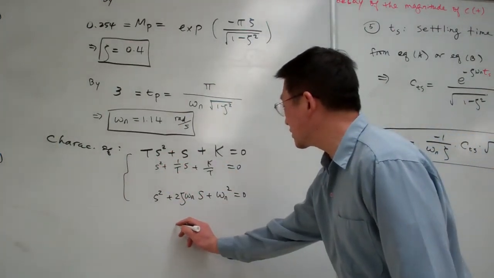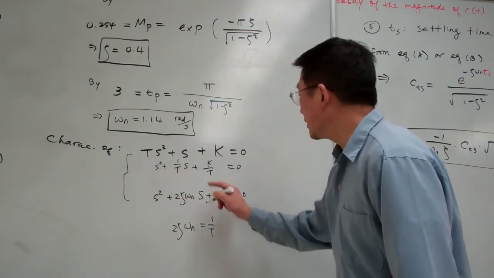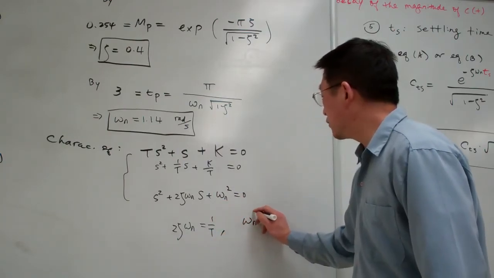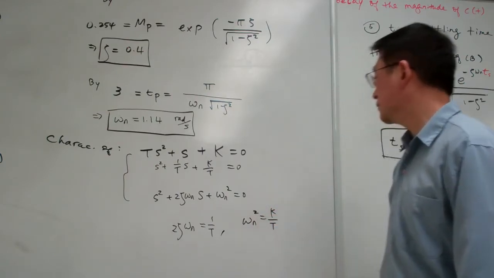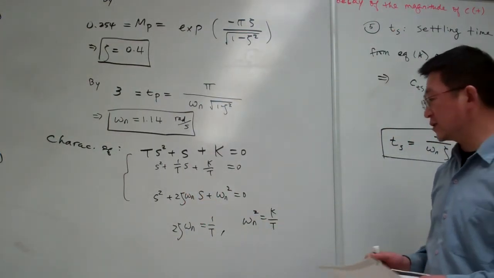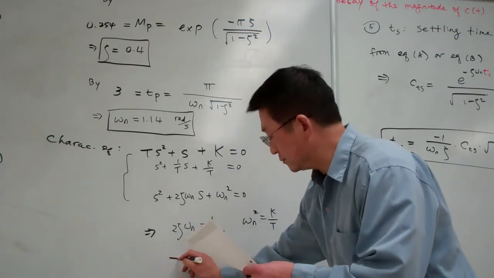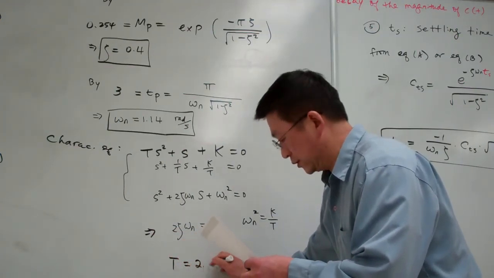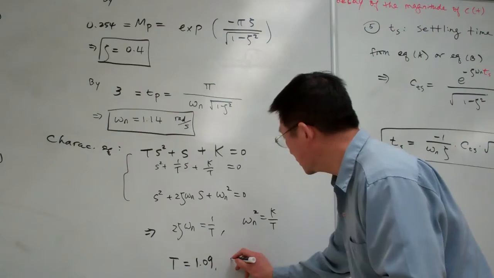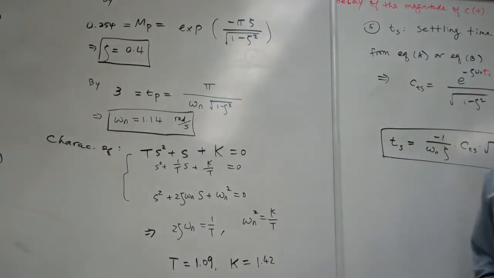From here you can see basically 2 zeta omega n equals 1 over T, and also omega n squared equals K over T, right? So we simply compare the coefficients of each one, then you should be able to determine T equal to 1.09 and K equal to 1.42.